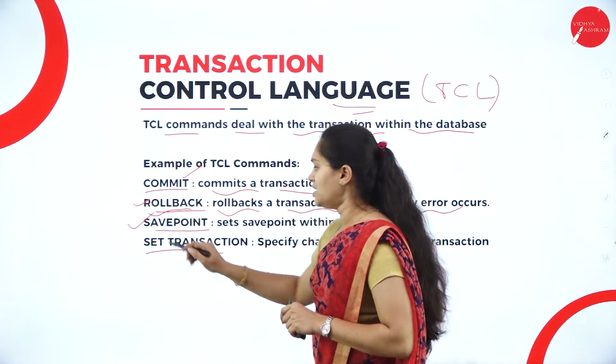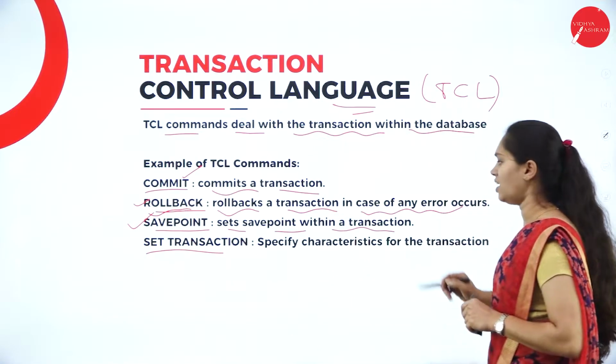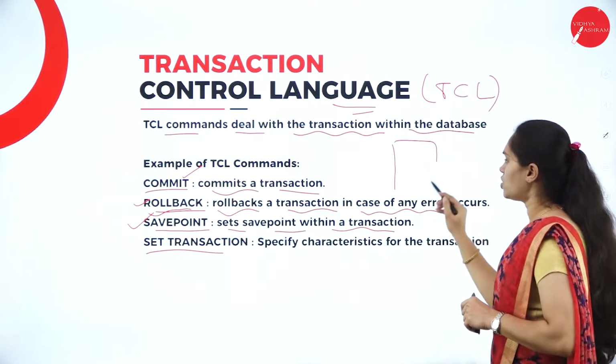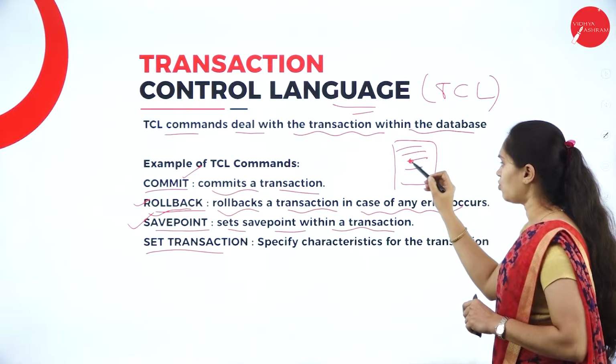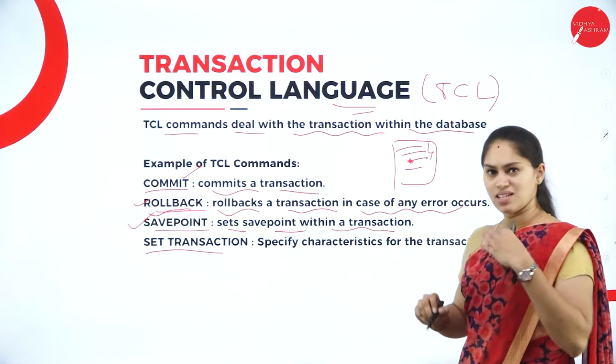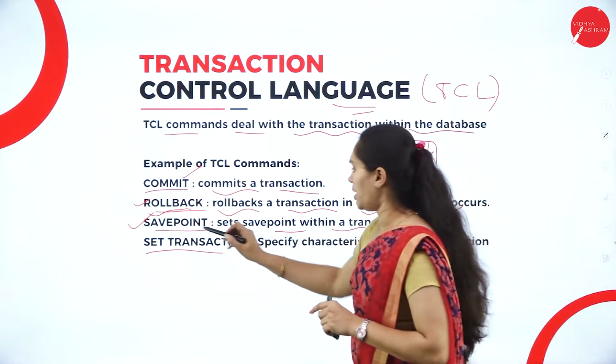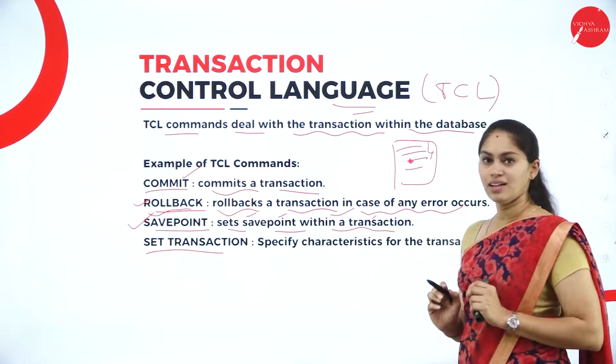Next, what do we have here? Savepoint. Set the savepoint within a transaction. For example, we have this many transactions. When it comes to this point, I want to save all these previous transactions. That is what savepoint does. Set the savepoint within the transaction.